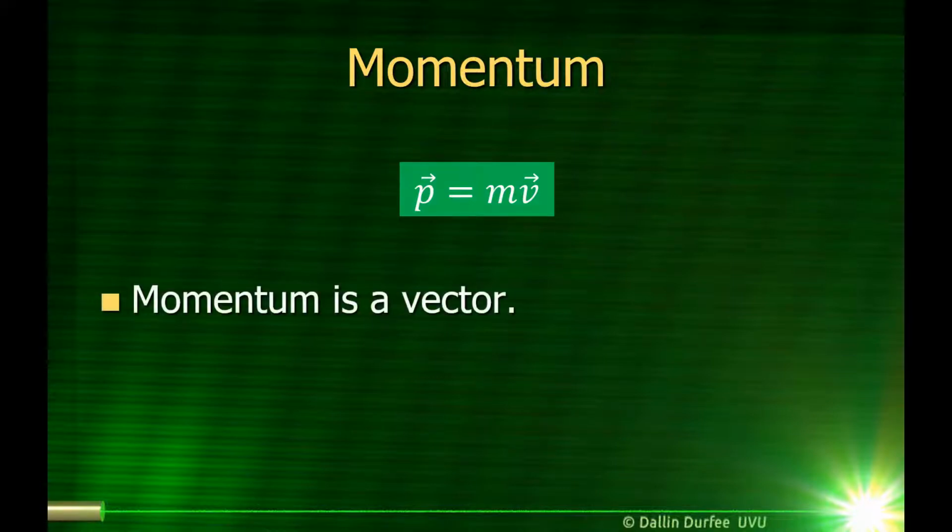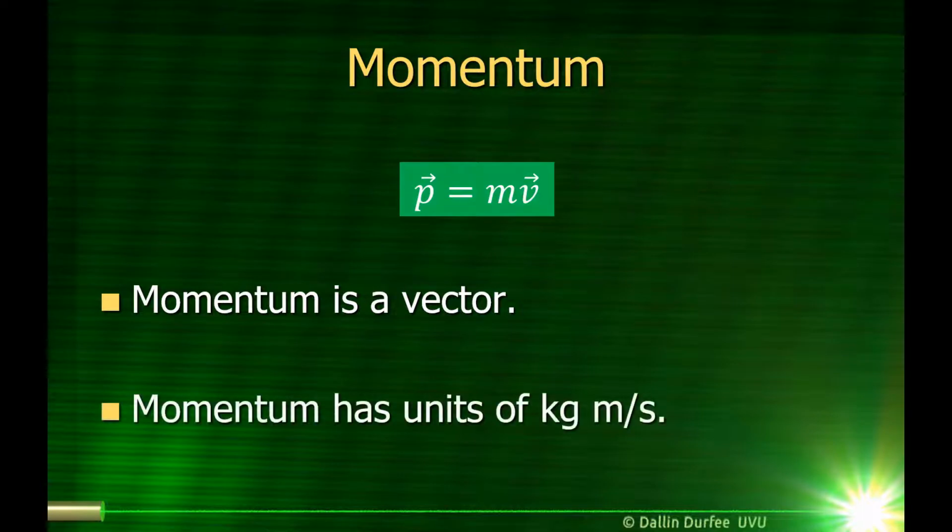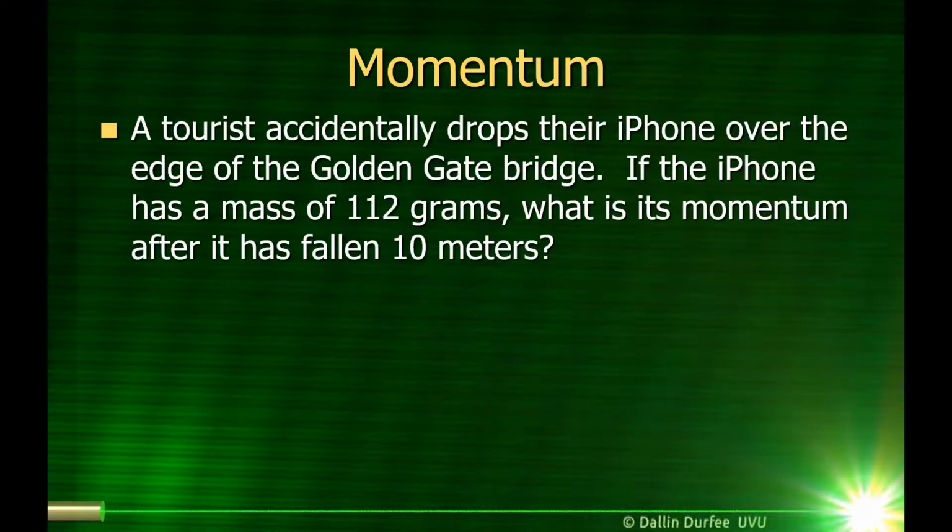Now, momentum is a vector, right? Mass times velocity. Velocity is a vector, so momentum's a vector. Sometimes we'll talk about the magnitude of momentum, and we'll say the magnitude of momentum is equal to mass times the magnitude of velocity. But in general, it's a vector. And momentum has units of kilograms meters per second. All right, mass times velocity.